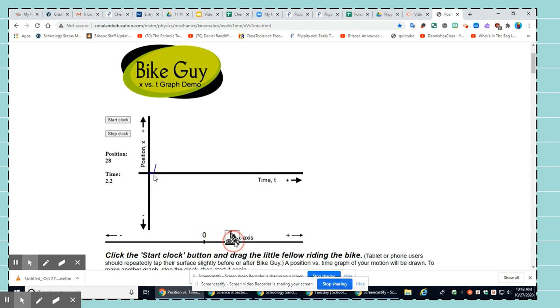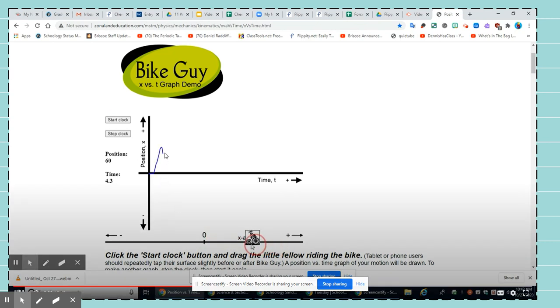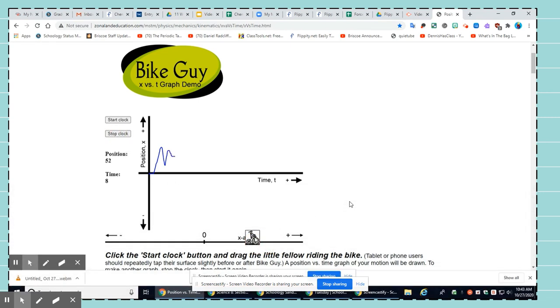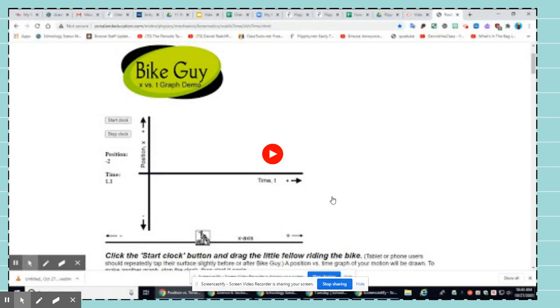There he goes. As we drag him along, you can see that the graph is created, right? As he moves closer and away from the axis. You press stop when you want it to stop. You can reset your cyclist, and when you're ready to begin, you'll just press start clock again. It'll start you a new graph. So you might have to try some of these graphs more than once just to get them to look right. I certainly did myself. Okay, so have a little fun with this.